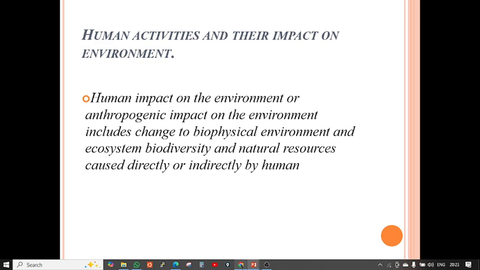Then ecosystem biodiversity. What is an ecosystem? What is biodiversity? You have to understand. Ecosystem means the total complete system consisting of both biotic and abiotic components and all living organisms, which from birth to death depend on each other.